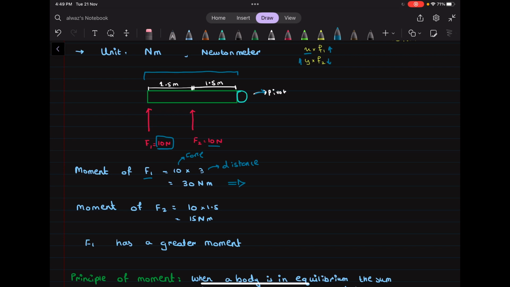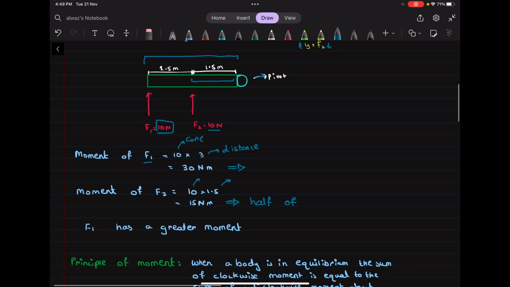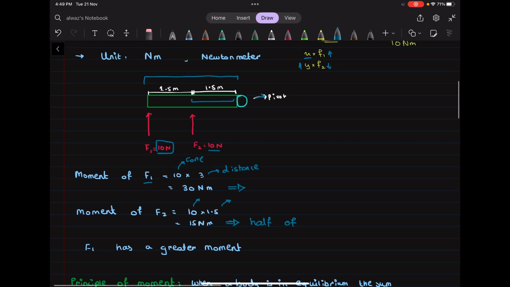While if we calculate the moment for F2, we can see that the force is the same, but because the perpendicular distance is shorter, it's 1.5 as we can see here, the moment calculated is half of F1. Both forces are the same, but the moment is half, and that's only because of the perpendicular distance. So we will say that F1 has a greater moment than F2.